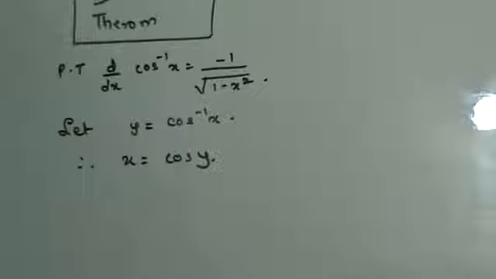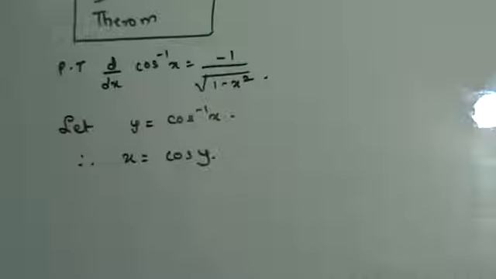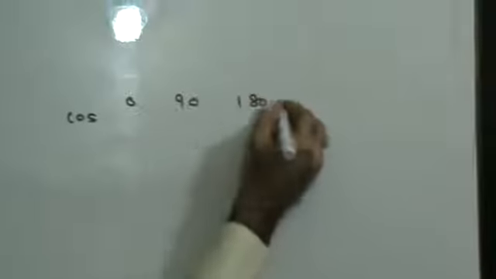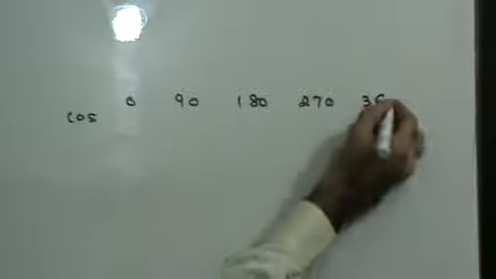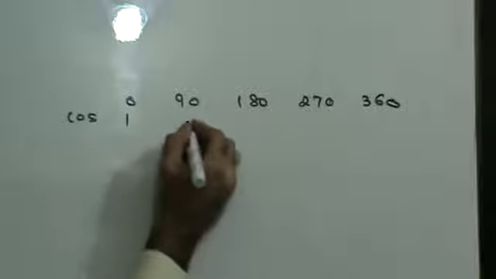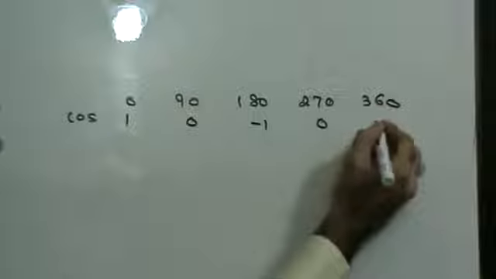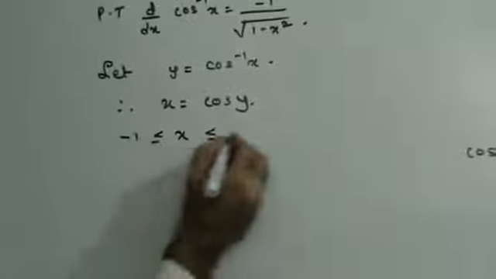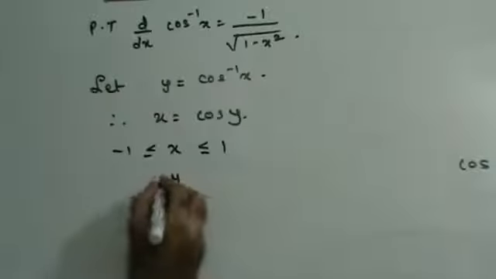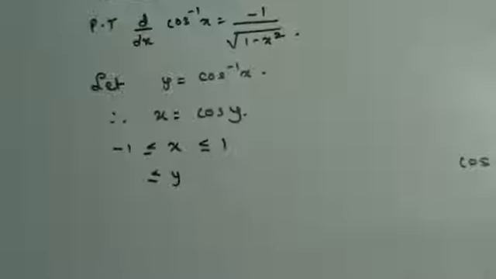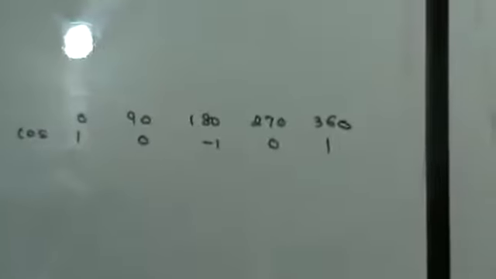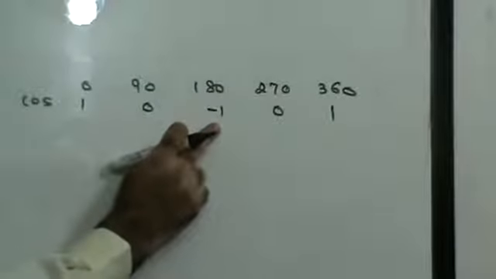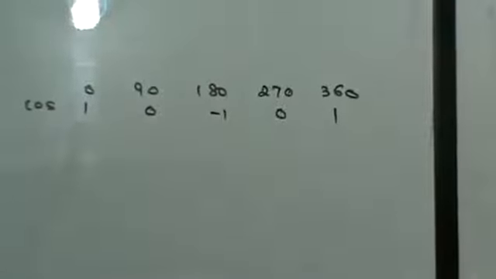If I take the cos on the other side, let's try to see the minimum and maximum values of the cos function. Cos 0, 90, 180, 270, 360. Cos of 0 is 1, 0, minus 1, 0, 1. Now, that means the maximum and minimum value that x can have is minus 1 and 1. The minimum value of x is at 180 degrees and the maximum value is at 0 degrees.